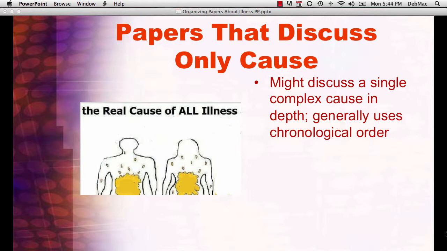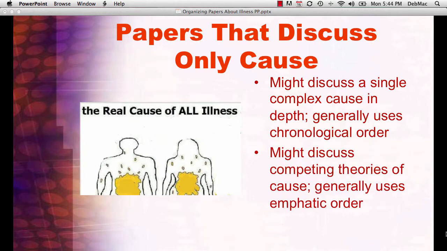That's a very complex kind of a cause, and it could easily take up a full 5 to 7 page paper to discuss that cause. In that case, the way that the cause works is definitely chronological. There's a stimulus. The stimulus leads to an impulse in the brain that moves through a neuron. The neuron then attempts to cross the synapse, and so forth. So there's a chronological order that's often used in cases like that.